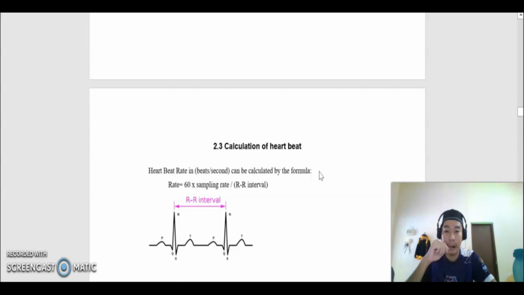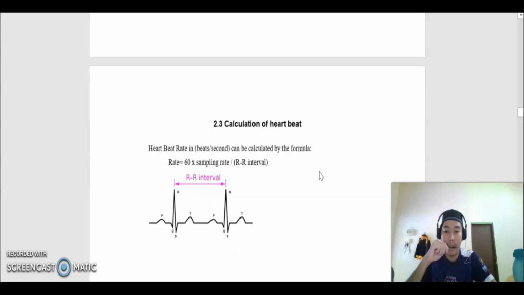For the calculation of heartbeat, we use this formula: the heart rate in beats per minute can be calculated as rate is equal to 60 times sampling rate over RR interval.